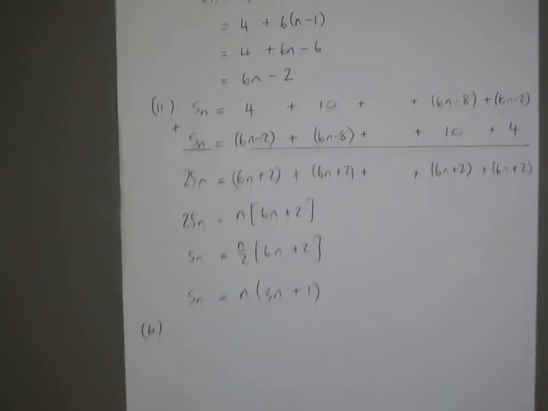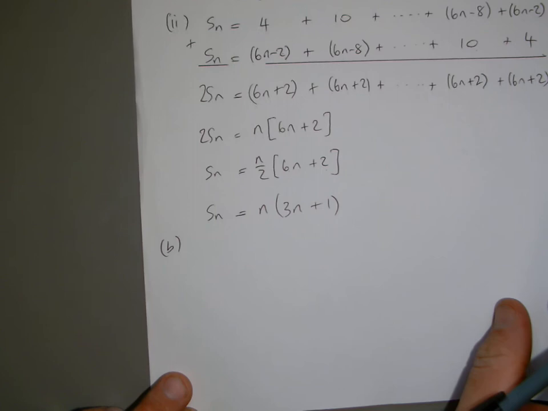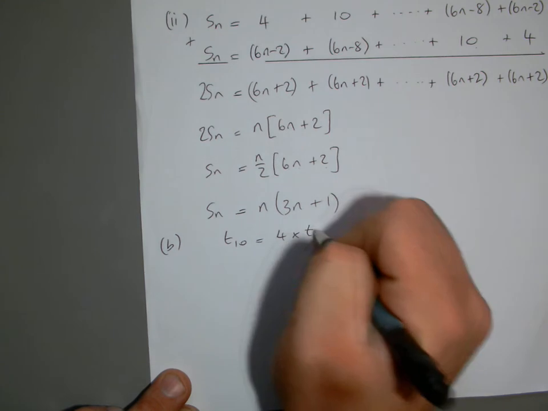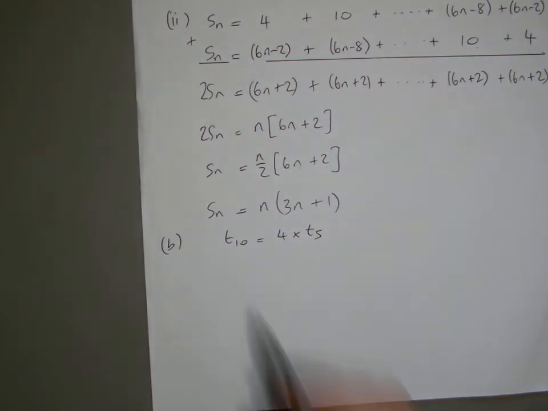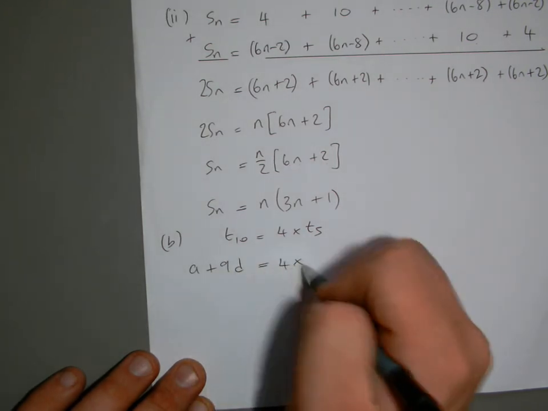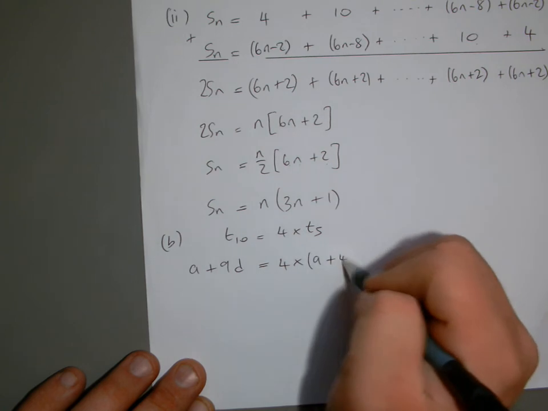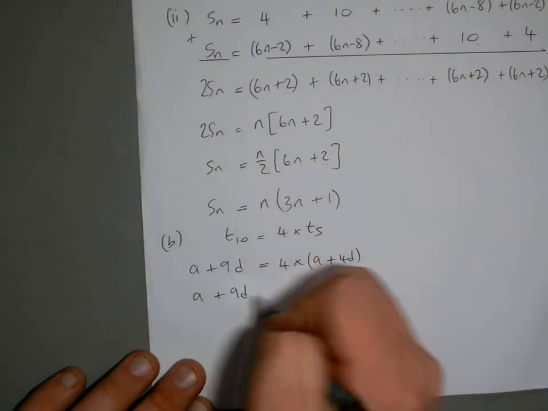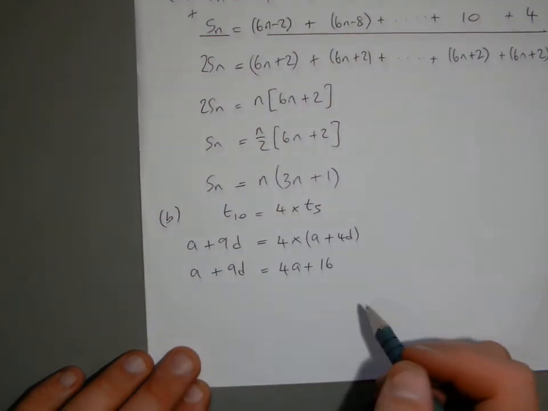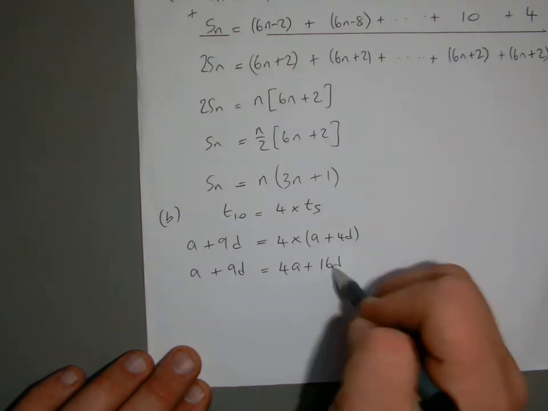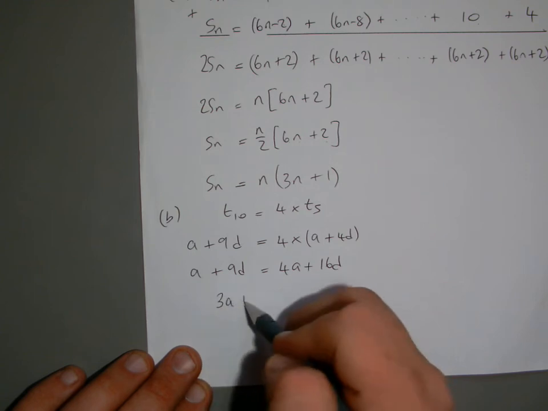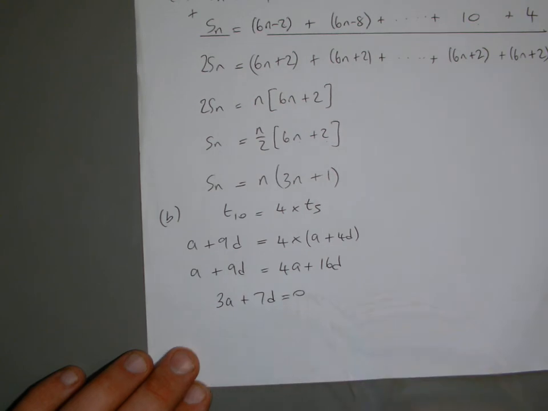So in part B then, you say the 10th term of another arithmetic series, so T10, is 4 times the 5th term. So T10 will be a plus 9d, which is 4 times the 5th term, which will be a plus 4d. So a plus 9d is 4a plus 16d. So then we get, what have we got here? 3a plus 7d is equal to 0. That's what that comes to, I think.